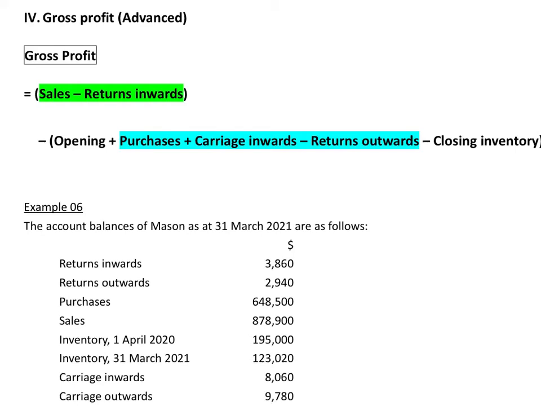So we move to the next section. We talk about the gross profit. For this one, for the advanced version, we will try to include more items when we calculate the gross profit. Previously, we know that when we calculate the gross profit, we simply use GP equal to sales minus the cost of goods sold.